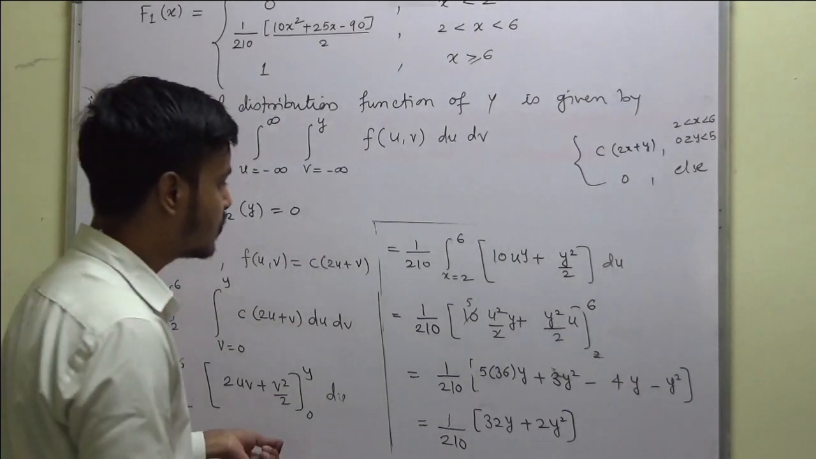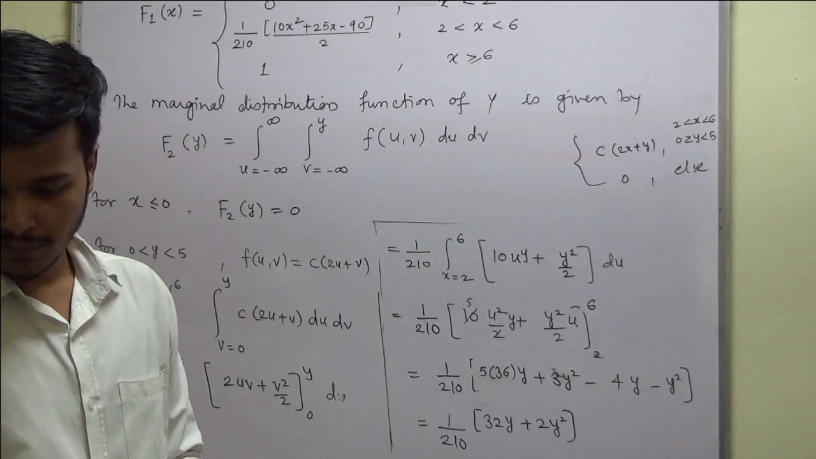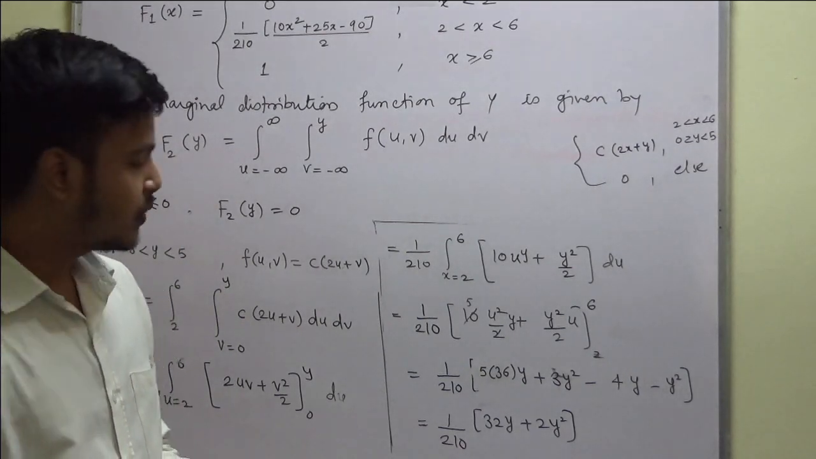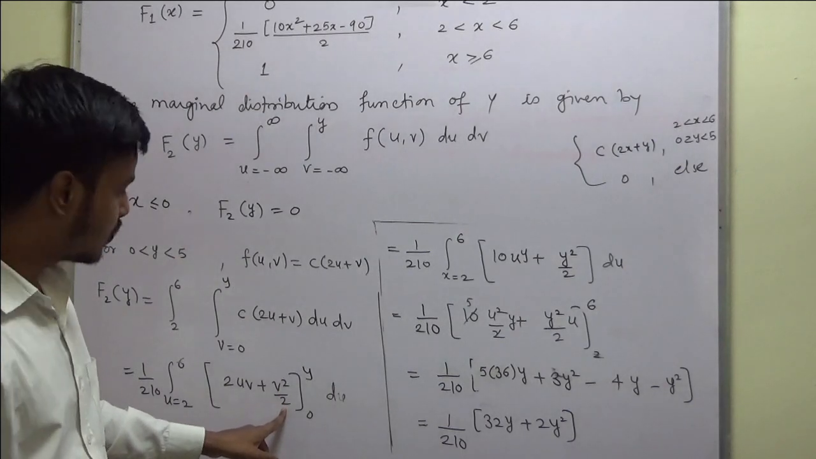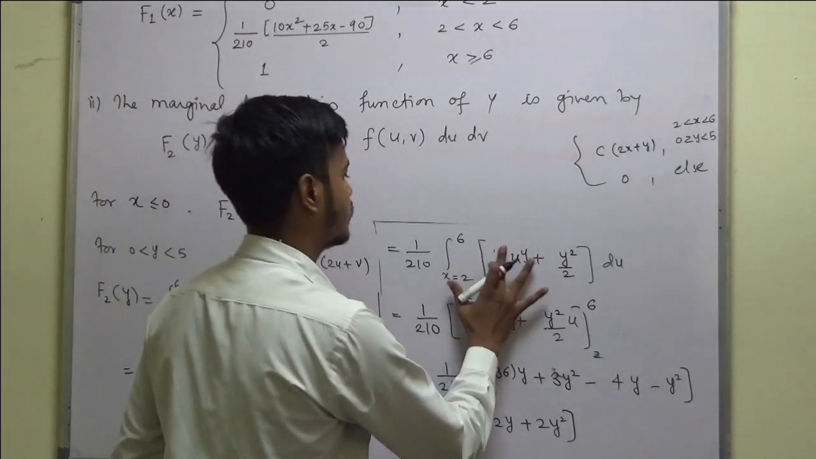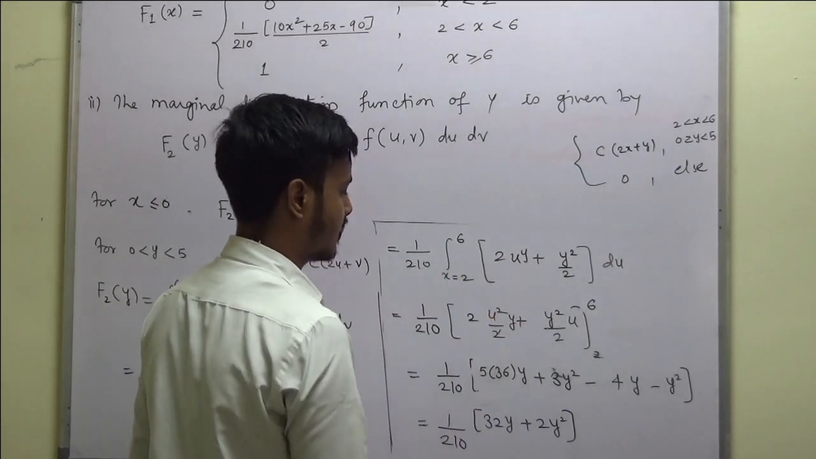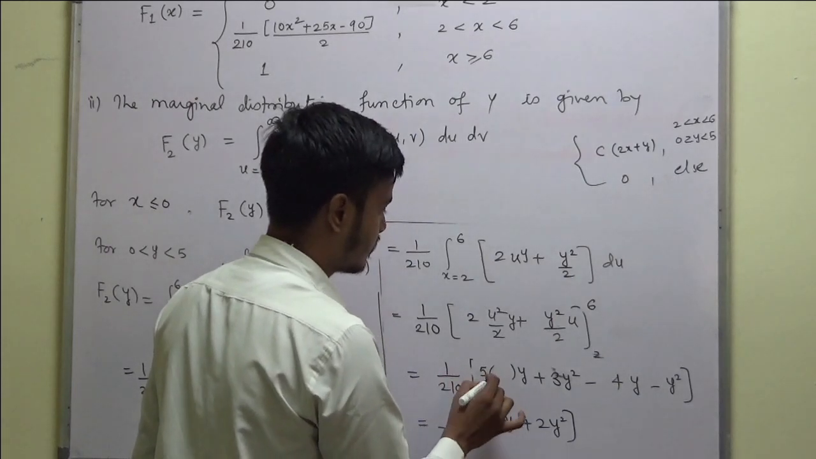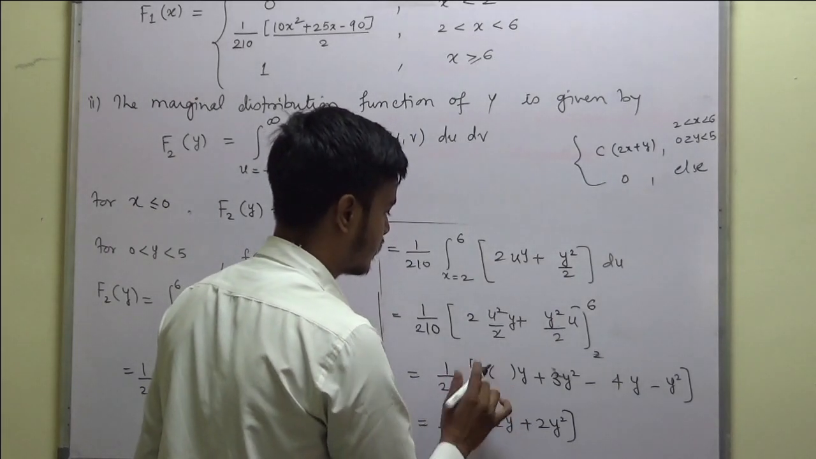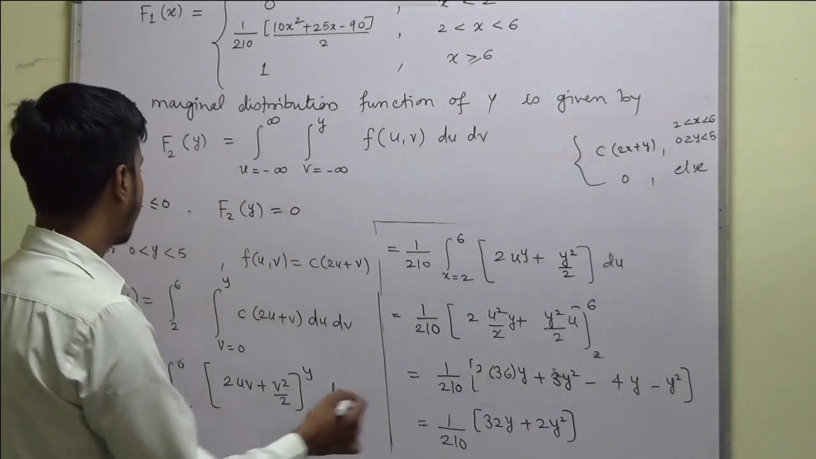2y into u square. I'll be getting this 2uv. Let me take 2uv plus v square by 2. Then 2uy. This is 2. This is 2. This is 2. Okay, so this is, now it's correct. So we have this.